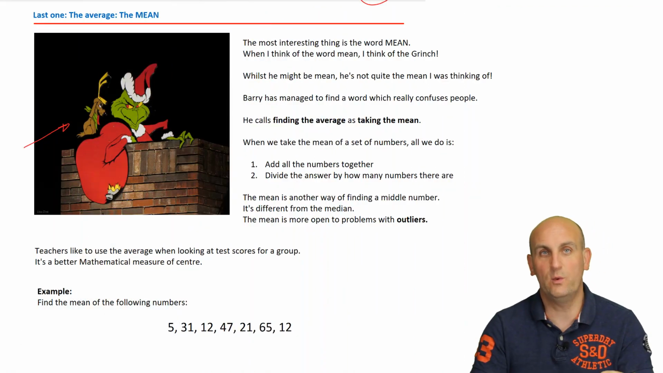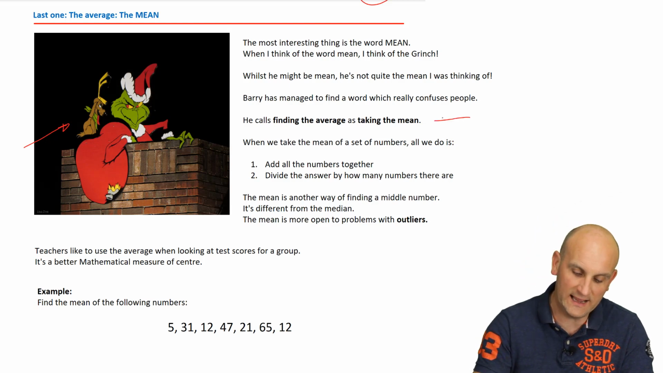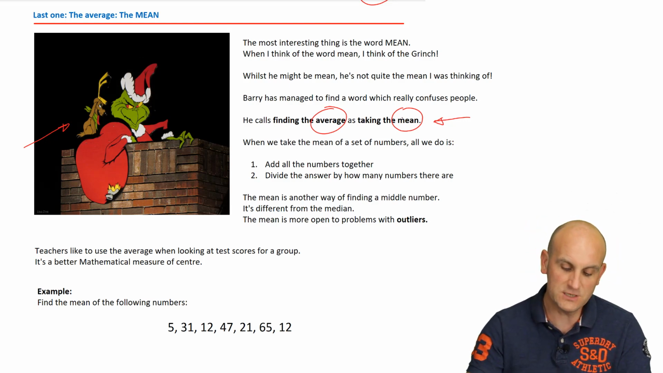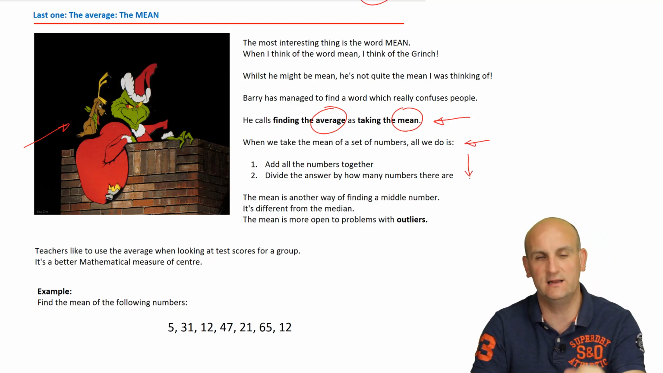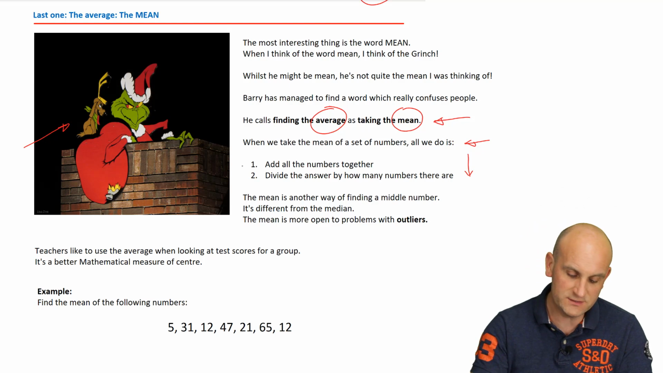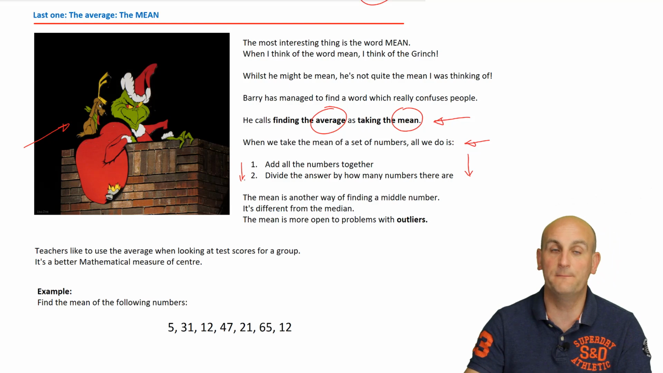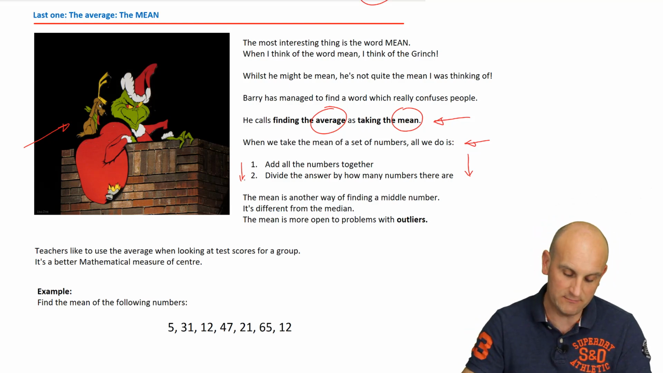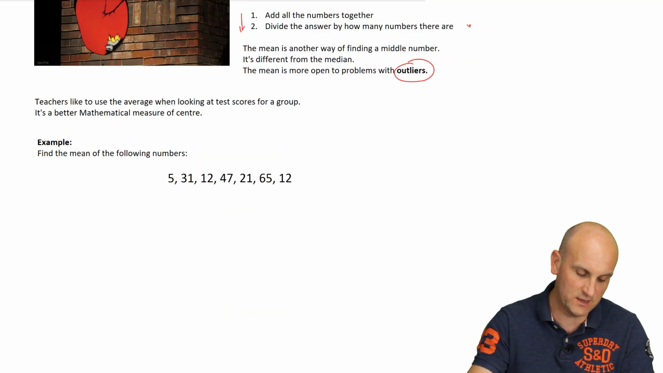Now, the mean is another way of finding the average, the middle value, okay? And we actually, like Barry tries to confuse us, we have the word average and mean meaning the same thing. So to take the mean of a set of numbers, it is really, really simple. We just have to write this down in our summary book or remember it. So what you do is you add all the numbers together and divide the answer by how many numbers there are. Okay, so add all the numbers together and then divide by how many numbers there are. Cool. We need to be careful about outliers, but we'll come back to outliers in just a moment.